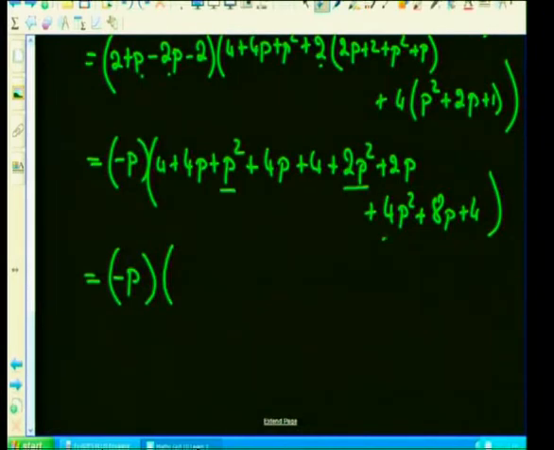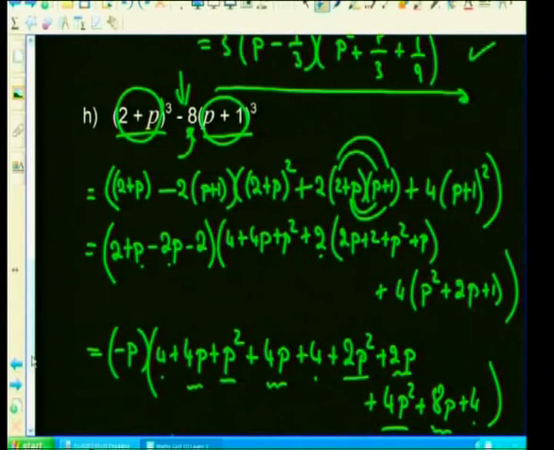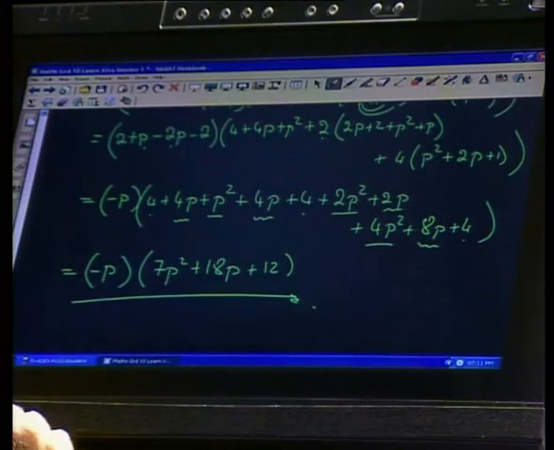p squareds. Well, I've got 7 p squareds. Let's have a look for p. I've got 4 there, and another 4 gives me 8, and another 8 gives me 16, and don't forget those last 2, I get 18p. And my constant terms, 4 plus another 4 to give me 8, plus another 4 to give me 12. And there we go. We have taken this delicious monster over here, which had 2 brackets cubed, and we've factorized it into its factors. And there we go.